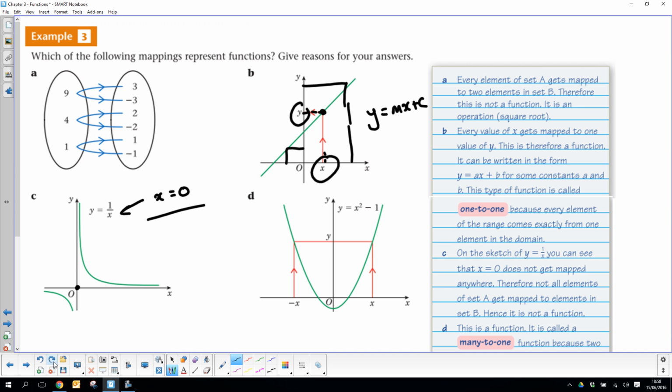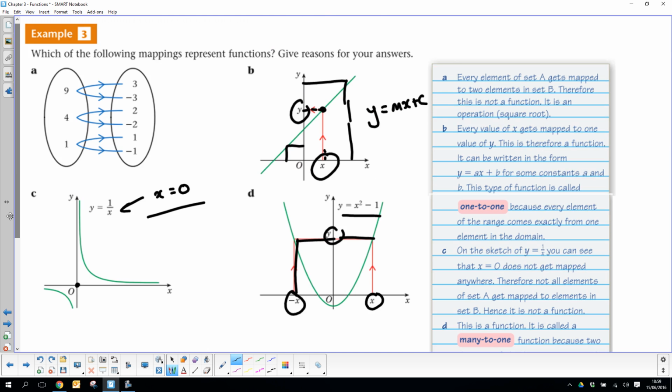Part D, we have a quadratic curve, y equals x squared minus 1, and when we take this value of x, it maps onto this value of y. Now it does happen that when we take the negative version of that value of x, that gives us the same value for y, but each x value is mapped onto one y value. So yes, it is a function. It's a many-to-one function. Okay.